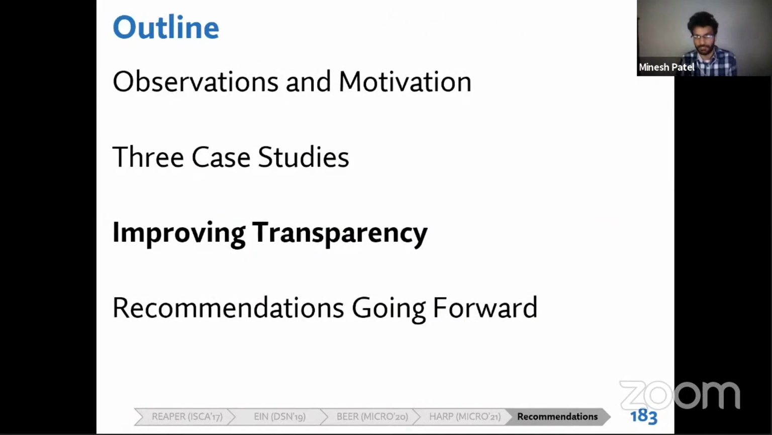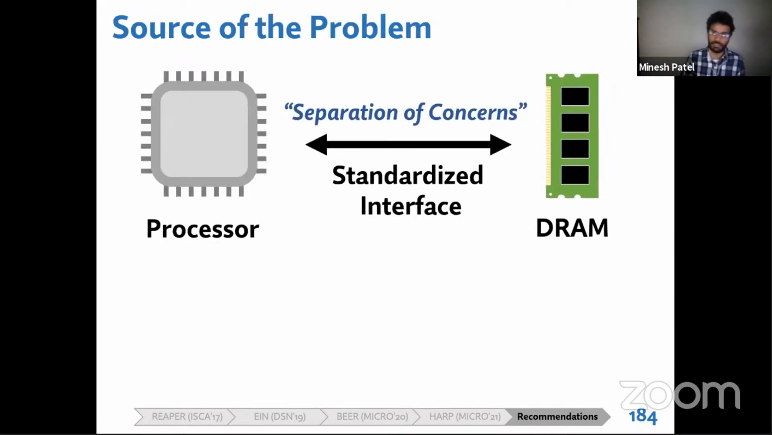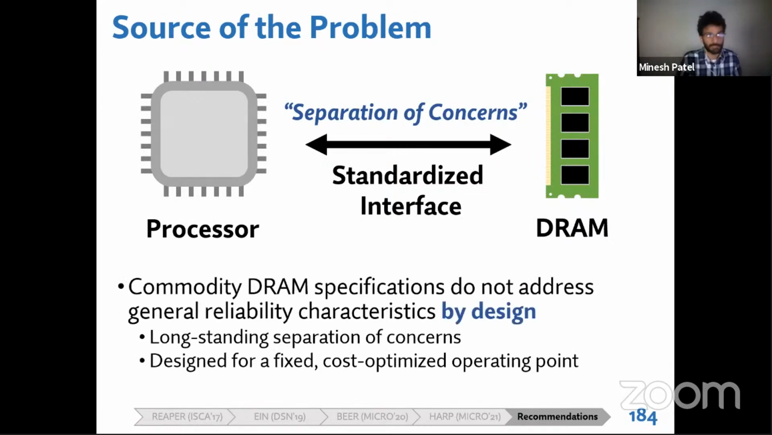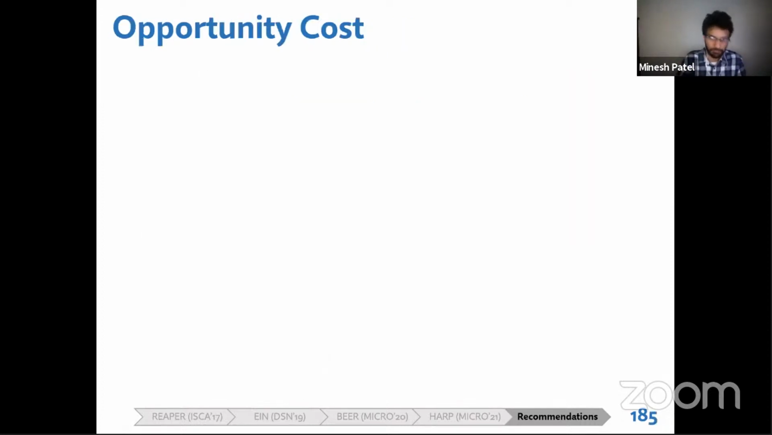So now that we've examined these use cases, let's talk about how we can potentially improve transparency. So again, we refer back to the separation of concerns. Commodity DRAM specifications do not address general reliability characteristics by design. This is because the separation of concerns is a long-standing thing, and it defines the goals for the entire industry. In particular, commodity DRAM is designed for a fixed, cost-optimized operating point, and efforts to change that operating point are essentially going counter to the specifications. And so it's somewhat understandable that we don't have access to this information today.